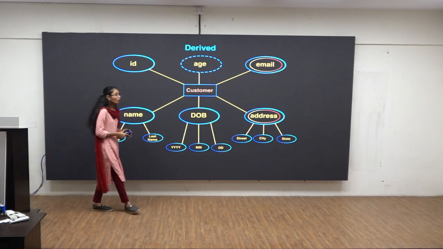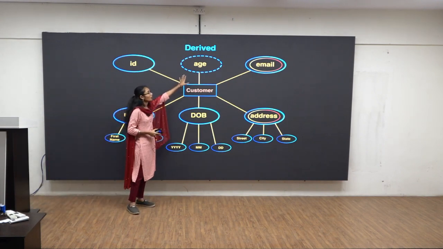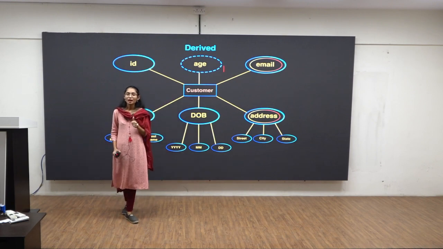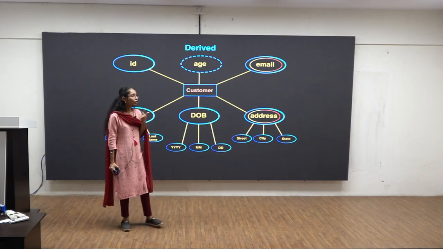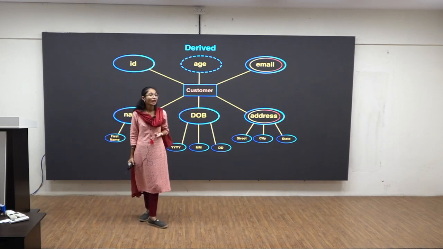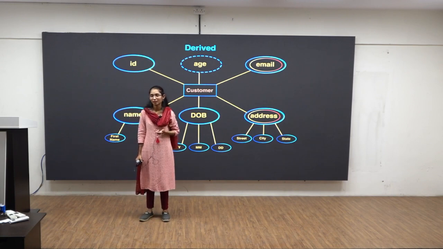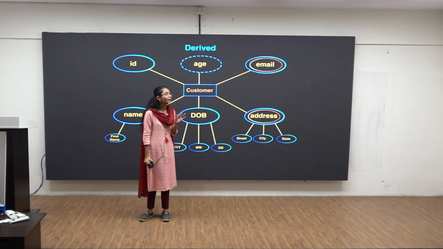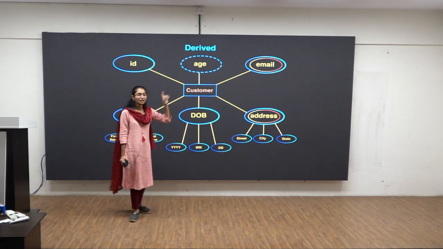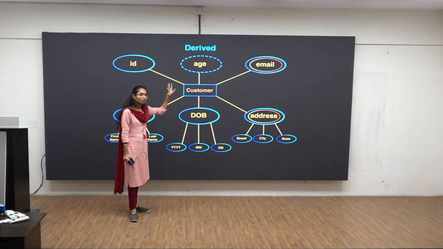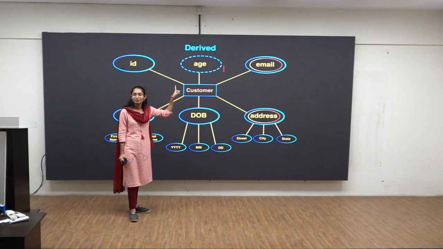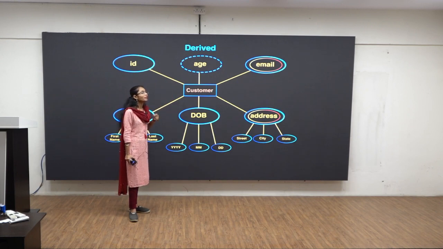And here, one more attribute which is very important is the derived attribute. So far we have seen the simple attribute, composite attribute, single valued attribute, and multi-valued attribute. And we have one more important attribute, that is the derived attribute. The representation for the derived attribute is a dotted ellipse. What is the representation for the derived attribute? Dotted ellipse.